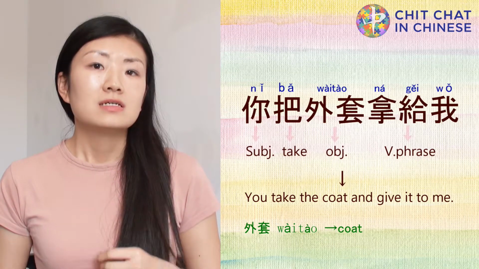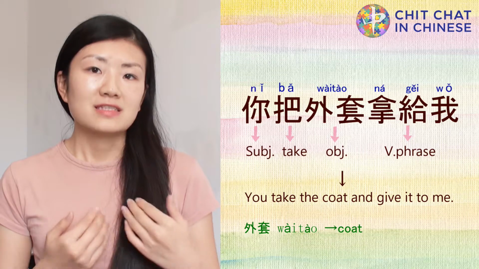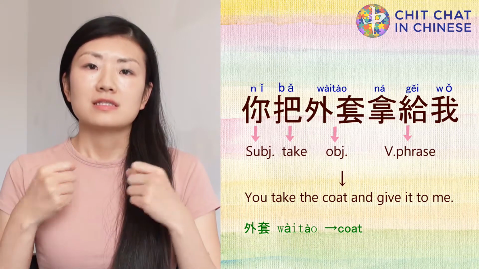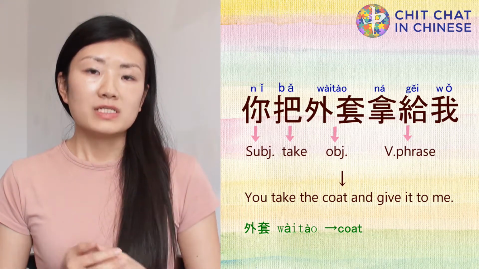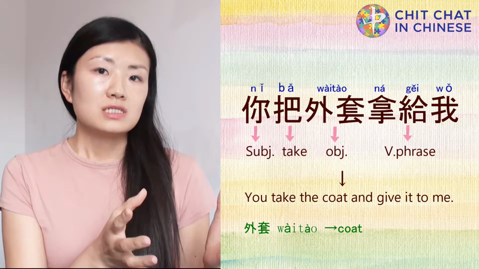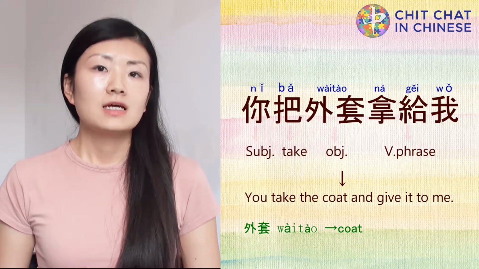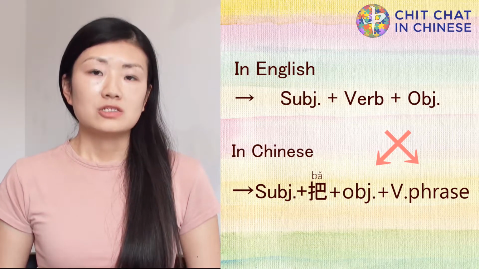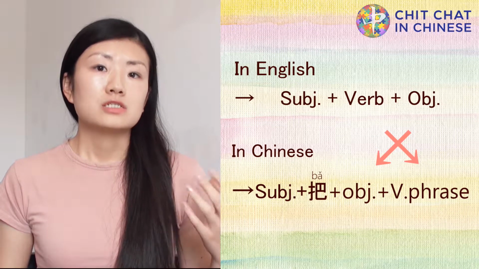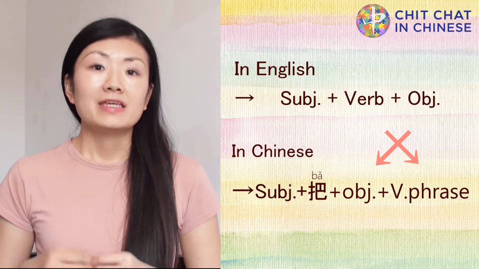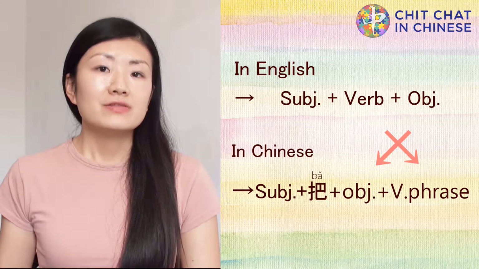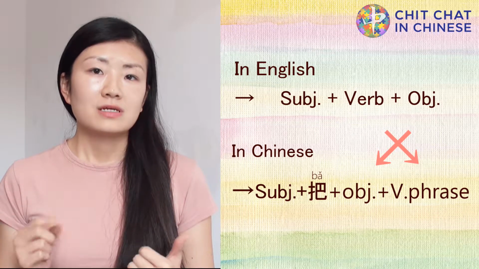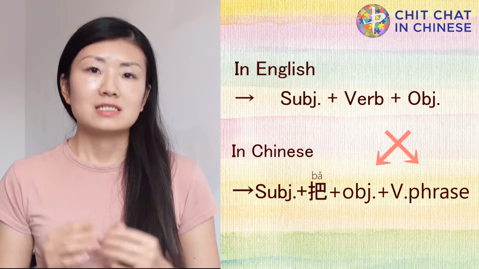For example, 你把外套拿给我。You take the jacket and give it to me. In English, it's subject, verb, and object. But in Chinese, it's a bit different. It's subject, 把, and something, which is the object, and then the verb phrase. You have to take verb and object, give it a twist, and then that's Chinese sentence structure.